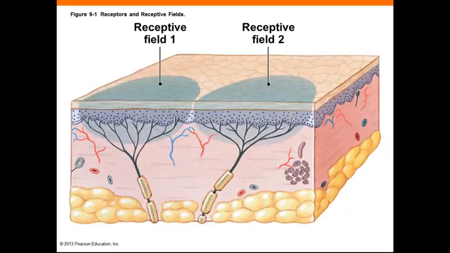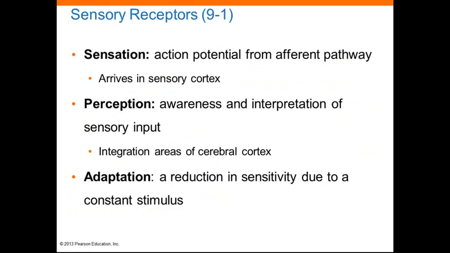The larger the field, the more difficult it is to detect the exact location of the stimulus, like those receptor fields on your arm. Now, all of the sensory information arrives at the central nervous system in the form of action potentials in a sensory fiber. The stronger the stimulus, the higher the frequency of the action potentials. Remember from the last chapter that this is interpreted as a sensation.